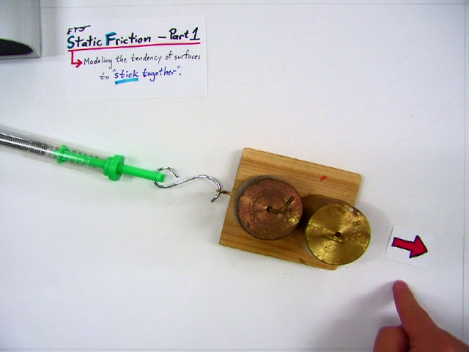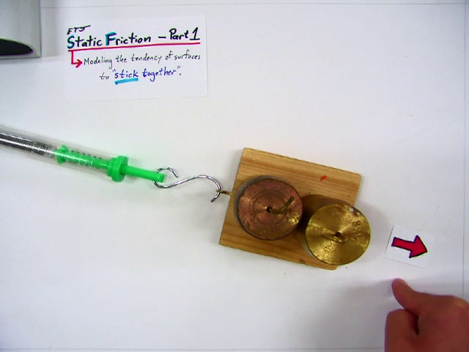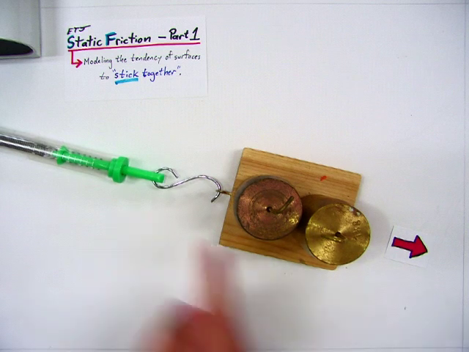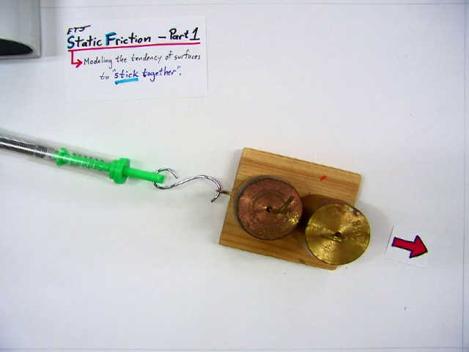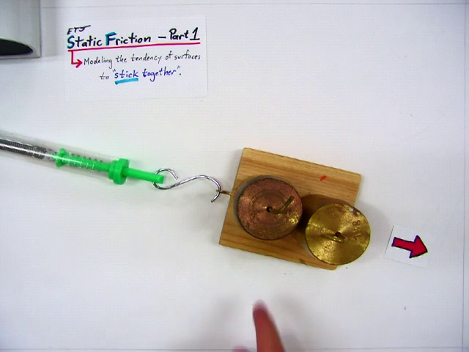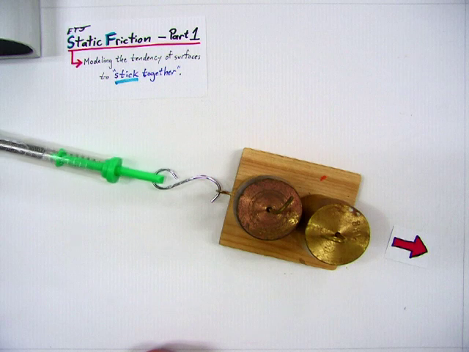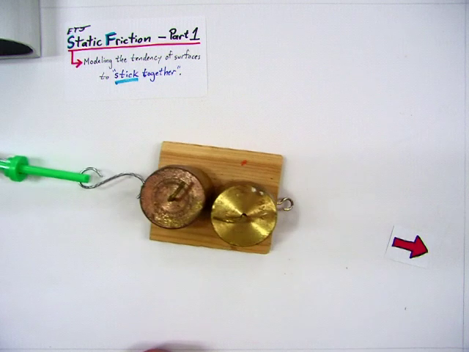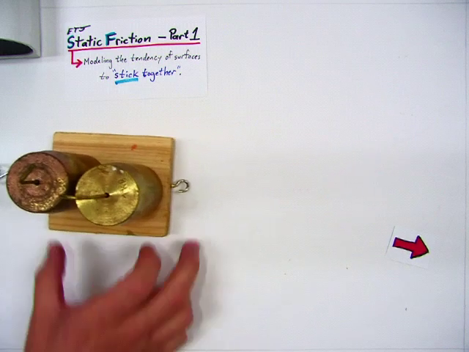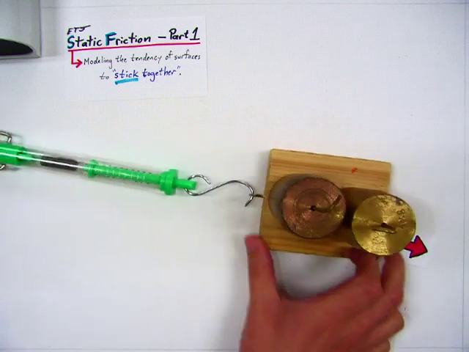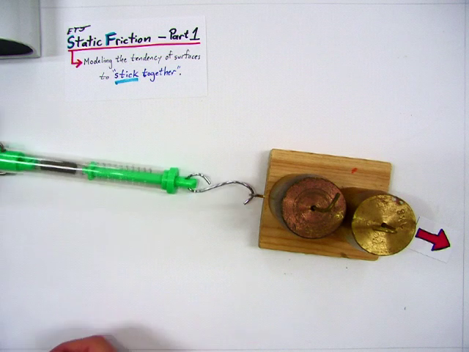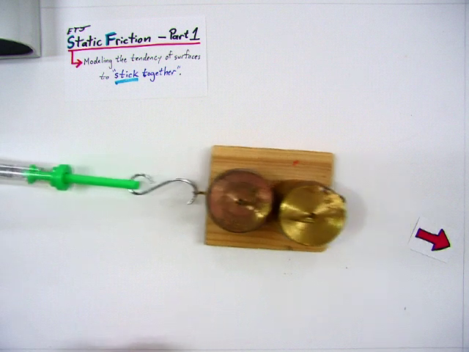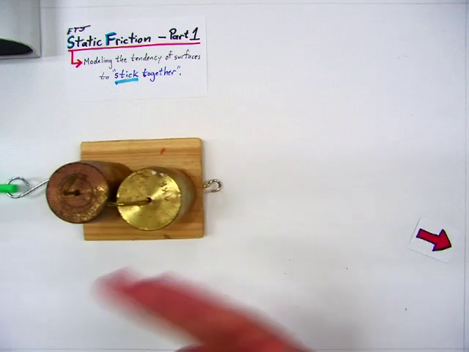It's only as big as it needs to be, and exactly as big as it needs to be in order to prevent this force from causing slippage. But however, you know that if I pull hard enough, the block will slip. So that means that at some point, I can break static friction, as we say. Static friction grows to match me, but it can only grow so big. There's a maximum value of static friction.